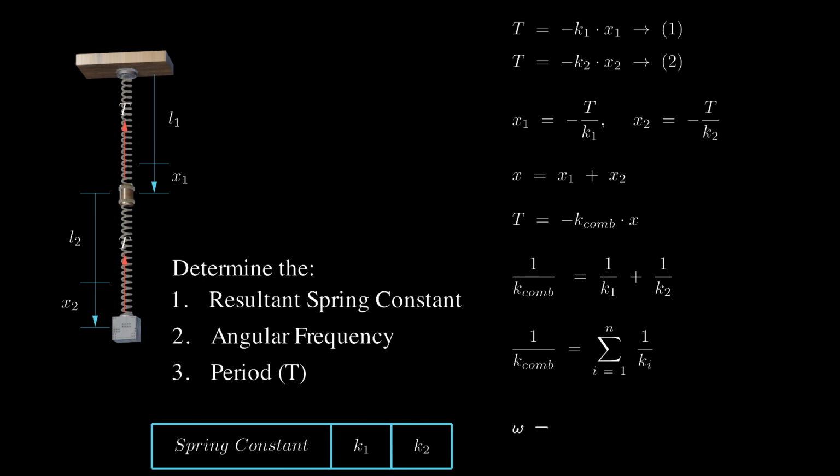The expressions featured on the screen outline the resultant angular frequency and the resultant period of oscillation for a system of springs connected in series. These mathematical representations encapsulate the dynamic behavior of the system, providing insights into how the combined stiffness of the series connected springs influences the oscillatory motion.